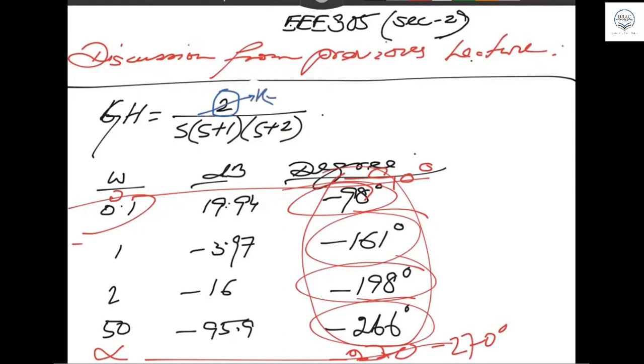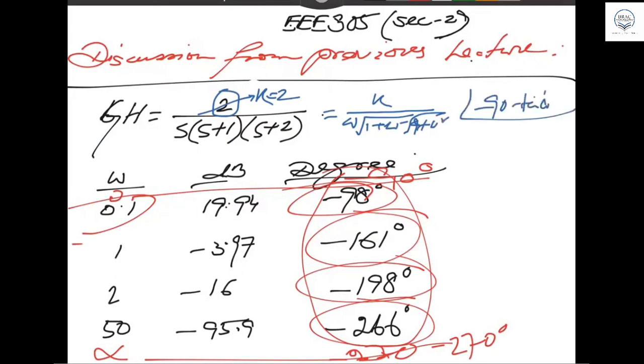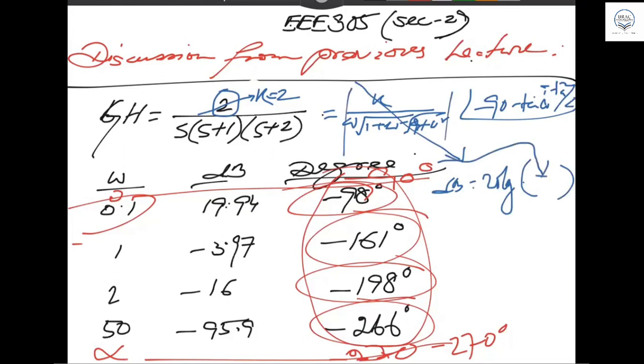K equal to 2 here. I'm writing here k equal to 2. That's what we got. If you get it like that, then k divided by omega root over 1 plus omega square, 4 plus omega square, and the phase angle, you know that, minus 90 minus tan inverse omega by 2. This is what you know. Now you are going to get 20 log of this, which is the dB. dB means you take 20 log of the whole thing. You bring it here. This is the magnitude and this is the phase angle.